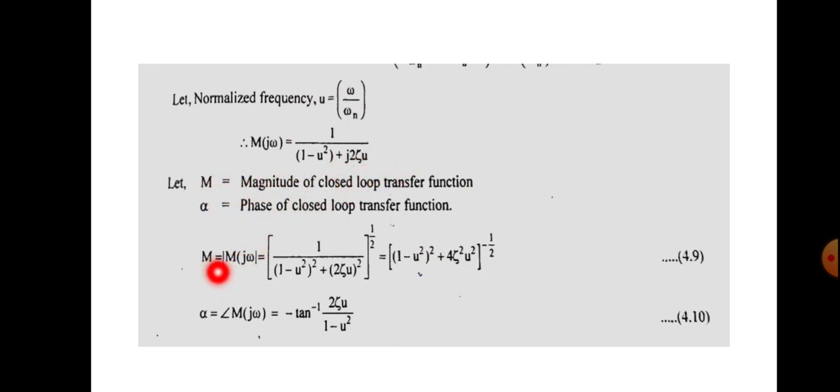So our magnitude will be obtained by the magnitude of M of j omega, which is the square root of real part square plus imaginary part square. So we'll get the equation like this. And in order to find the angle, if a plus ib is the form, then angle will be equal to tan inverse b by a. So we will get the angle of M of j omega, where the imaginary part is 2 epsilon u and the real part is 1 minus u square, and here angle alpha will be equal to minus tan inverse 2 epsilon u divided by 1 minus u square.